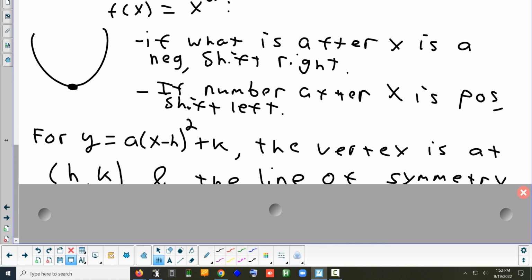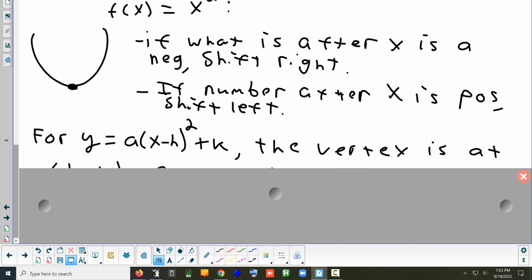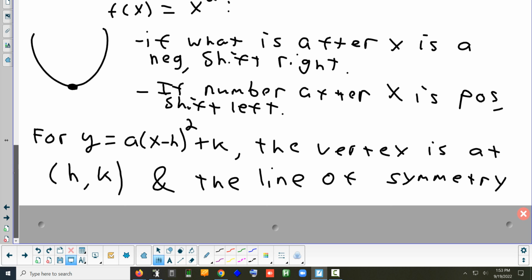So let me show you looking at it this way. The a does not affect where the vertex would go. All we have to do is focus on the h and the k. That's it. So when I say the new vertex after you shift it is (h, k), I mean this.